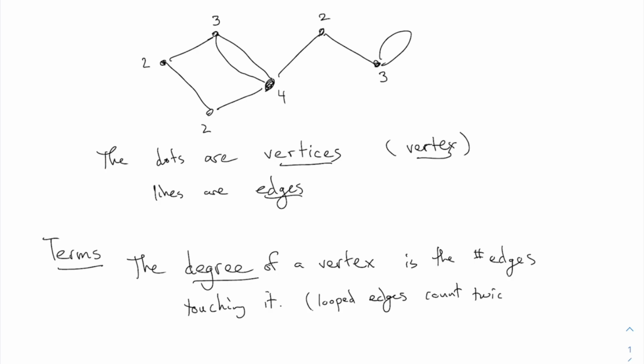Usually this is not something you have to worry about, but if you do have an edge that's just going from that vertex back to itself, that counts as 2 because it has two ends of an edge meeting that vertex. All right. So this is a very important bit of terminology.